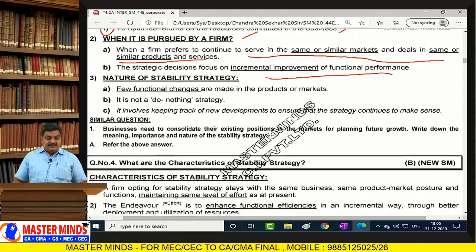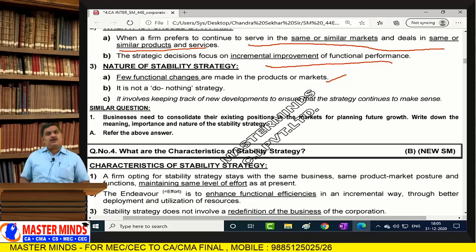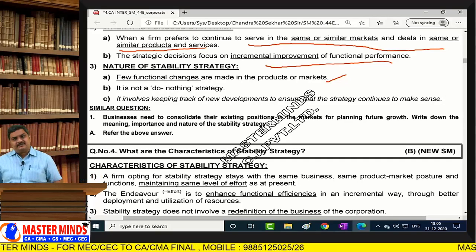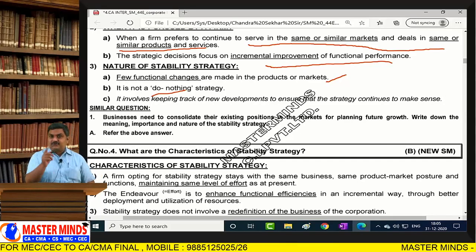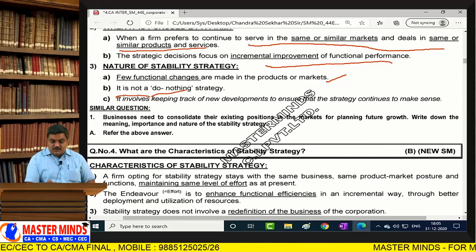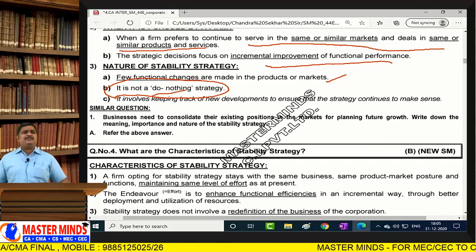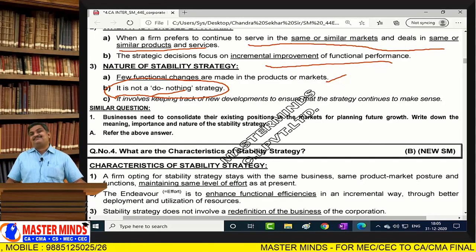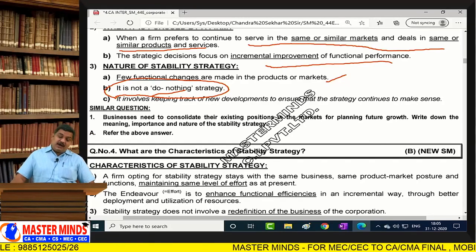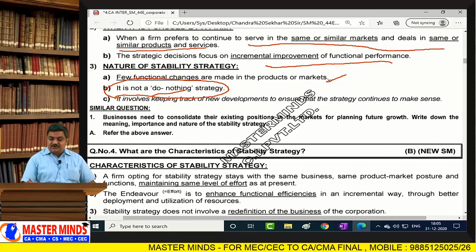Next, nature of stability strategy. Few functional changes are made in products and markets. Nothing wrong, you can improve the products. Many people think that it is a do-nothing strategy, but I am strongly telling you that it is not. Don't think that stability means just continue whatever is there and we need not do anything new. No. Stability means you have to do a lot of things. It is not a do-nothing strategy. What things do I have to do, sir? You have to make some changes.